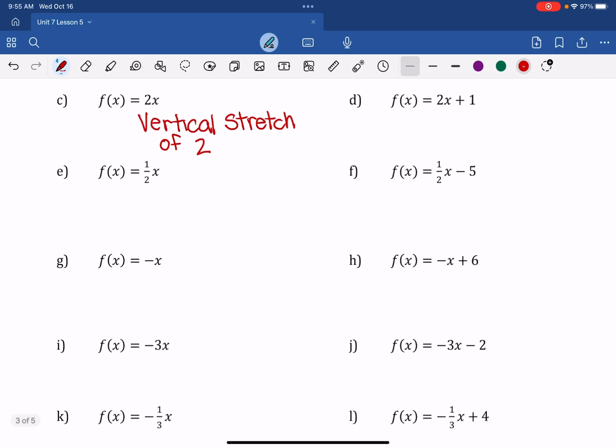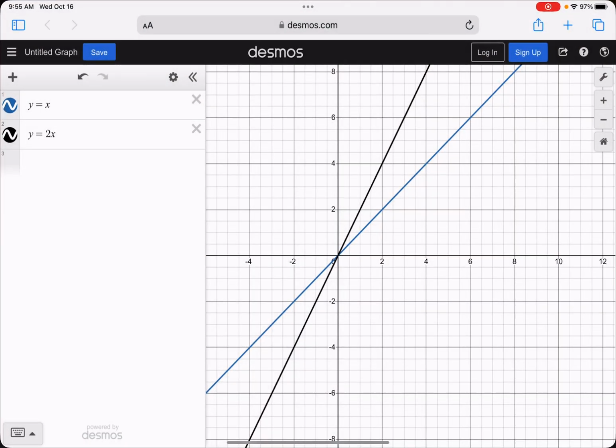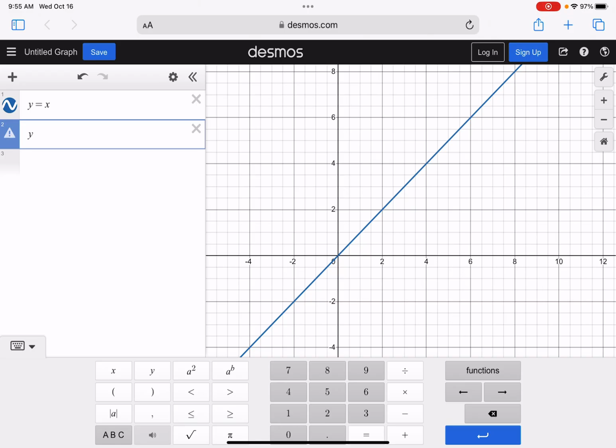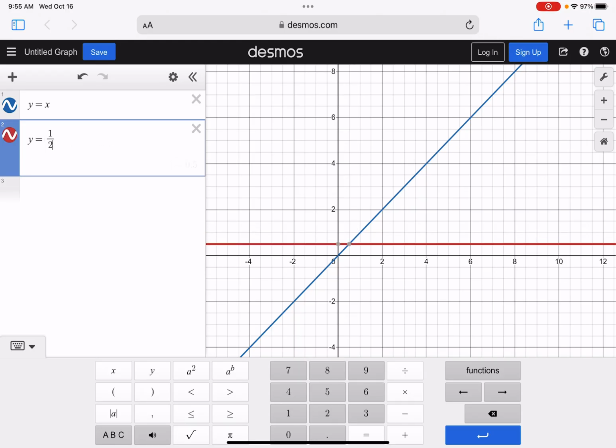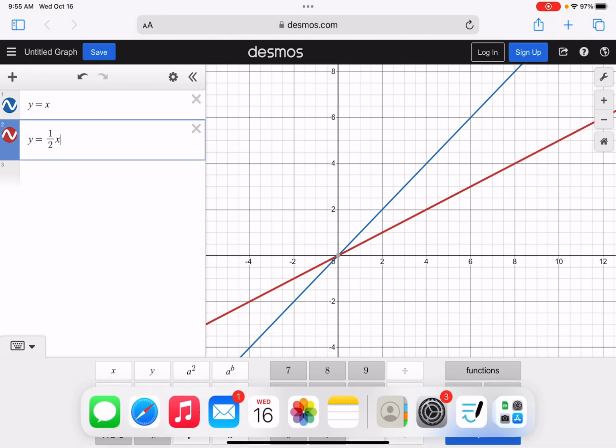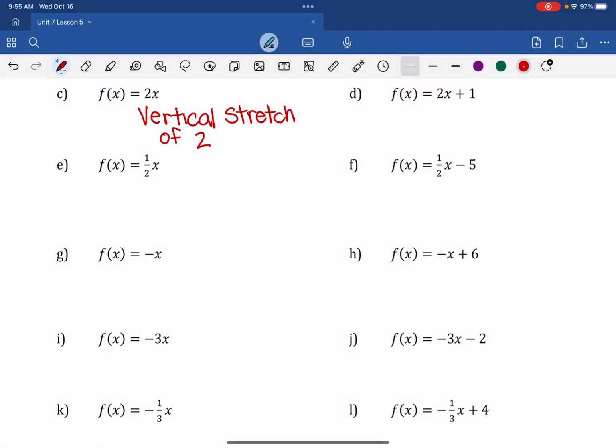Okay, let's go down to E. So I'm going to type y equals 1/2 x. Okay, so the original one was the blue one. The red one you can see has been kind of like shrunk down. So we call that a compression. So a vertical compression of 1/2.